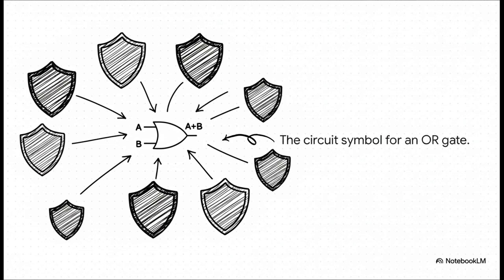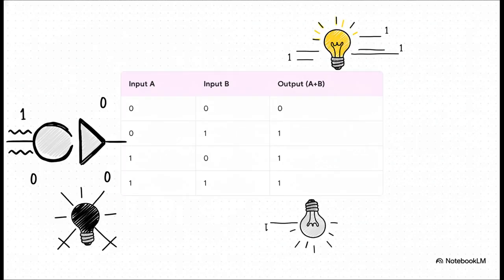The back is also curved, kind of like the tip of a shield or a spaceship. This unique shape is what sets it apart from the flat-backed AND gate. It's a visual clue that its logic is more inclusive. And a truth table totally reflects this easygoing personality.